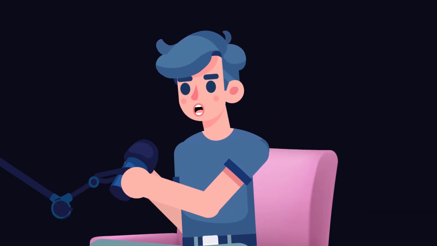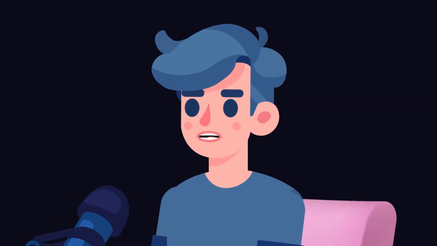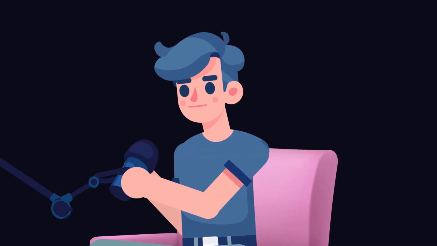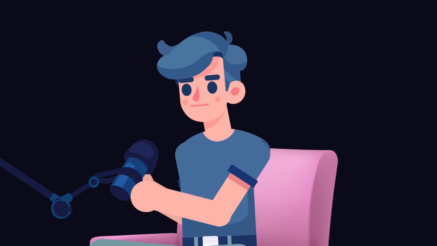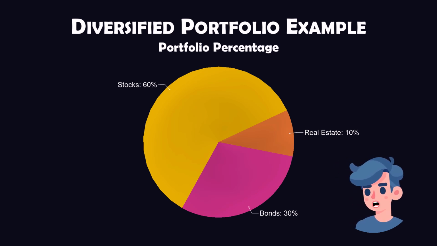The key is diversification. By spreading investments across various asset classes, you can mitigate risk while aiming for reasonable returns. For example, a diversified portfolio might include 60% stocks, 30% bonds, and 10% real estate. This mix can provide a balance between risk and return.